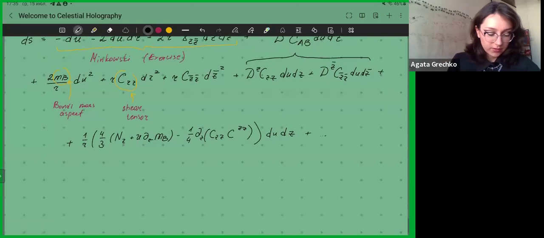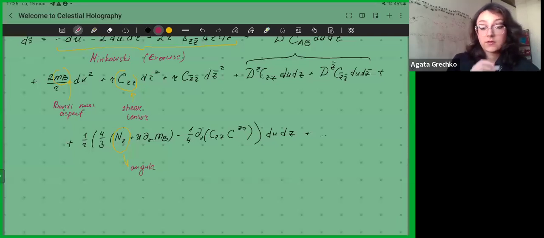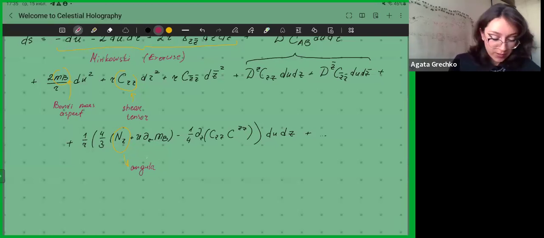So all these notations are not new, right? Bondi mass, shear tensor, except this one. And this thing here is known as the angular momentum aspect, because it can be connected with the total angular momentum in some forms of the metric. Angular momentum aspect.